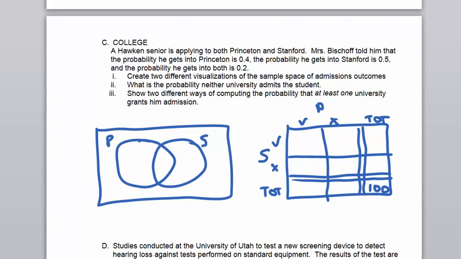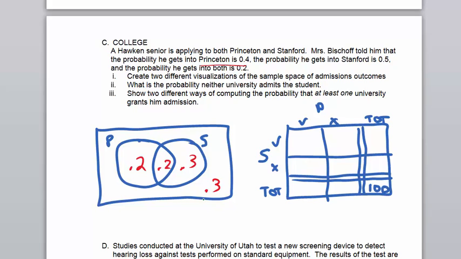All right, Hawkins Sr. is applying to both Princeton and Stanford, totally made up probabilities here. And I need to show you two different visualizations. I'm going to choose a Venn diagram and a table, which admittedly are something of the same, but that's okay. Probability gets into Princeton. Well, Princeton is in 2 different regions. I can't really do that yet. Probability into Stanford is 0.5. 2 different regions, can't do that. Gets into both is 0.2. Okay, now I can use that. And Princeton was a total of 0.4, so that leaves an additional 0.2. Stanford was a total of 0.5, leaves an additional 0.3. Altogether, that's 0.7, so there's 0.3 hanging out on the outside.